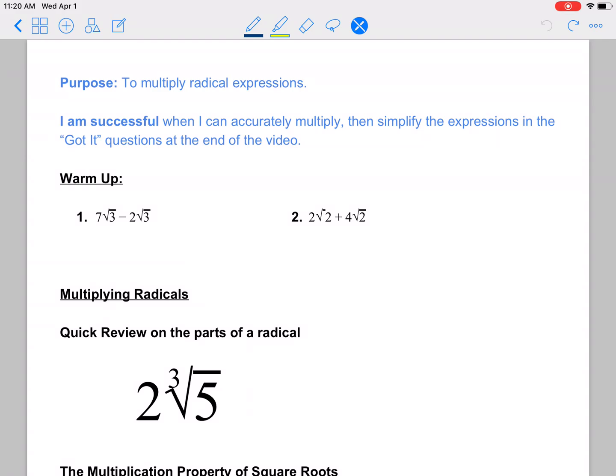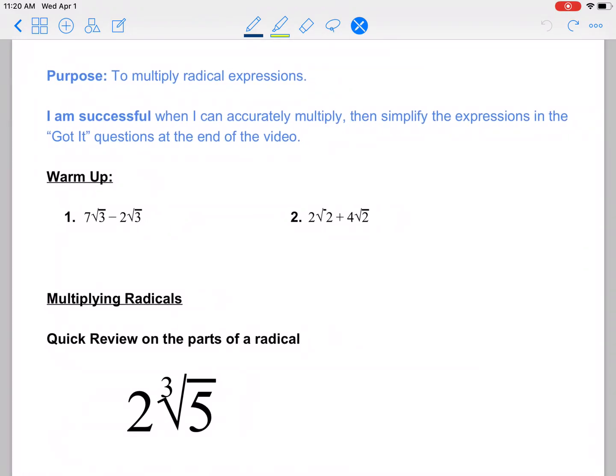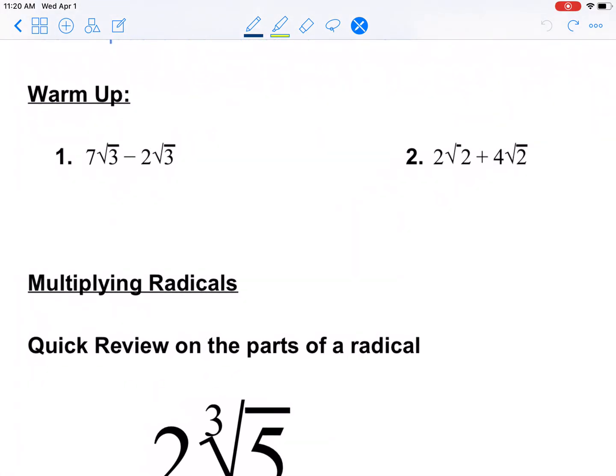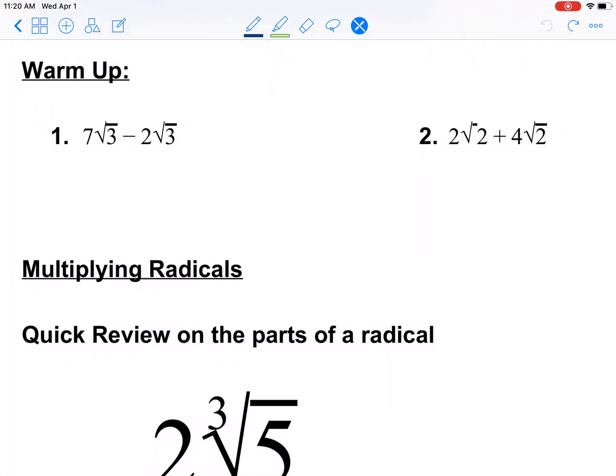But before we get started, the last 2 days you've been working on adding and subtracting radicals. So why don't we warm up by doing a few of those problems. Go ahead and take out a piece of paper right now and write those 2 problems down. Pause the video here to give them a try.